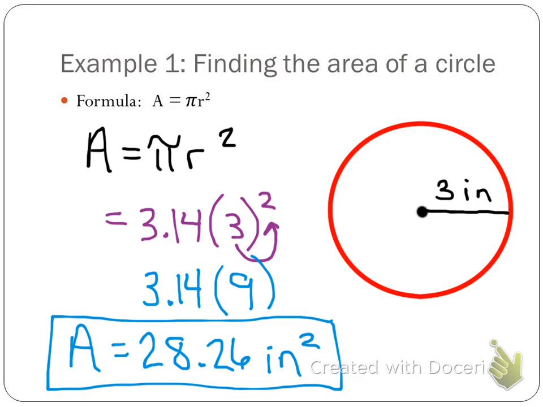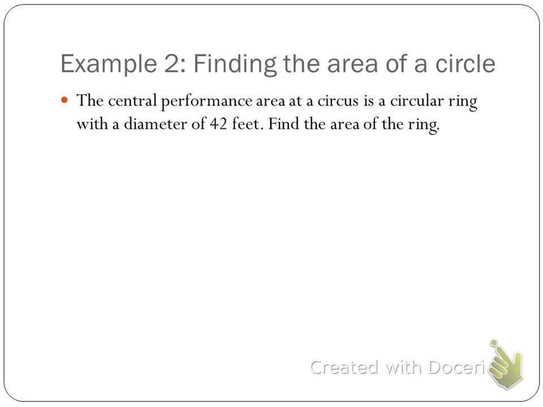All right, let's move on to example 2. Now in example 2, the only difference here is that they give us the diameter. Remember, there's only one formula to find the area of a circle, and that's A equals pi r squared. So if I know that the diameter of this circle is 42 feet, how can I figure out the radius? 42 divided by 2 is 21. So if they give me the diameter, I can halve it, and now I can solve.